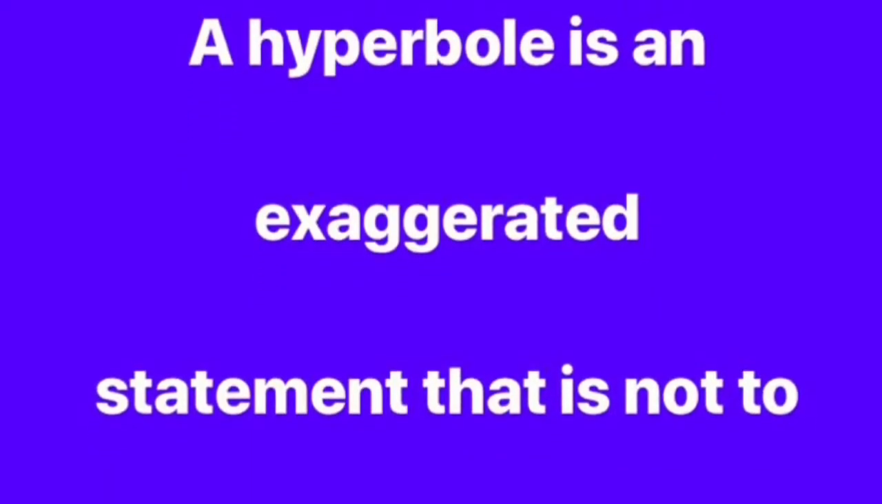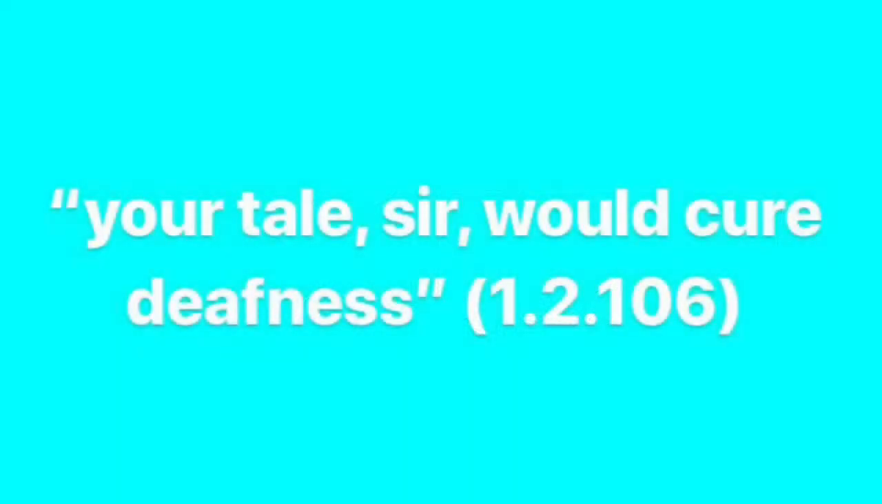One type that Shakespeare uses is hyperbole. A hyperbole is an exaggerated statement that's not to be taken literally. Writers often use this for emphasis. When Miranda and Prospero are talking about their past, Miranda replies with, "Your tale, sir, could cure deafness." This is in Act 1, Scene 2, line 106, and she says this when Prospero was asking her if she was listening. Even though the tale would not quite literally cure deafness, Miranda replies as such because she wants to emphasize that she is listening very attentively and that she actually wants to know what Prospero is saying.